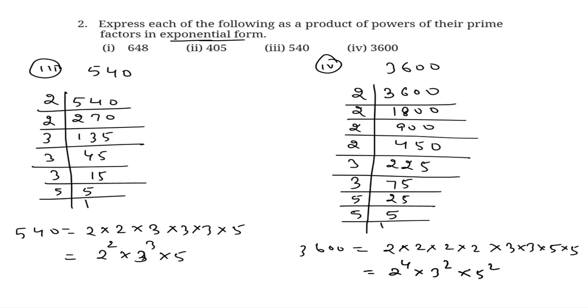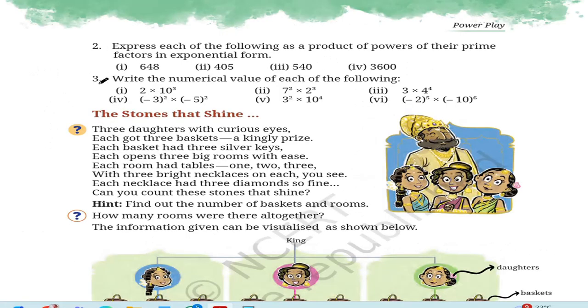Now we will move to the next question. Question number 3 is: write the numerical value of each of the following. It means, see, the first question is 2 into 10 cube. So to solve this, you have to write 2 into, find the value of 10 cube. So 10 cube is 10 into 10 into 10, which will give you 1000, and 1000 into 2 will be 2000. Like this, you have to solve question number 3.